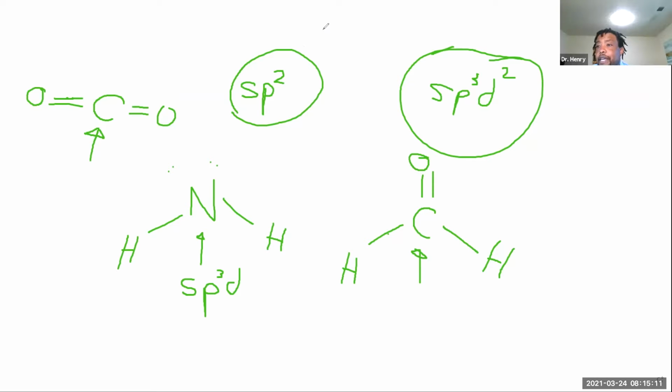That is correct. It would be sp3. That's just the 4 attachments. 1, 2, 3, 4. 4 orbitals. 1 s, and then 3 p's. Oh, you got that? Oh, I counted the nitrogen, that's why. Okay.